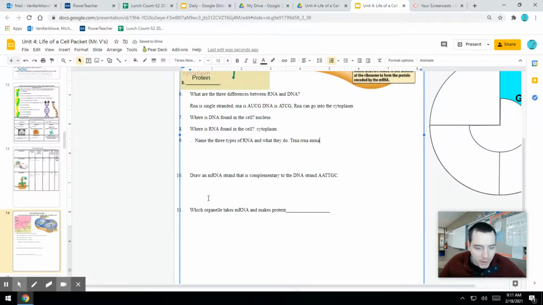I'm going to skip this one and go to 11. Which organelle takes mRNA and makes protein? That is the ribosome. Okay, that's it for today.